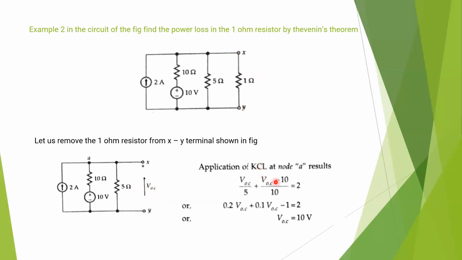Again, we can apply KCL at node A. This is the node A we are considering. So here, if we consider this one, then we can get VOC by 5 plus VOC minus 10 by 10. We are considering this branch should be equal to 2 because 2 is the incoming current. So then we'll get that VOC equals 10 volt.